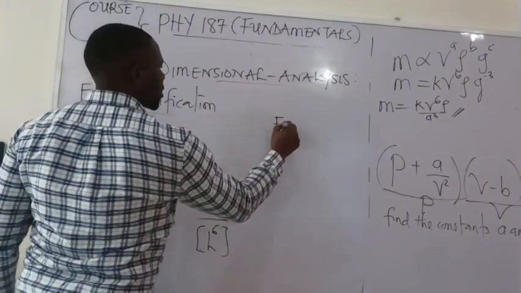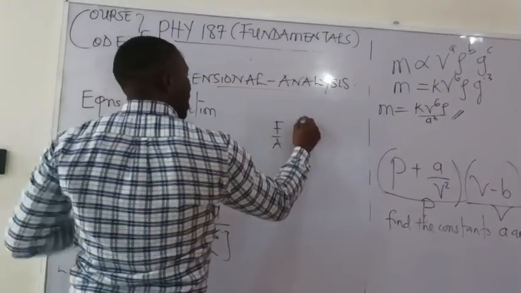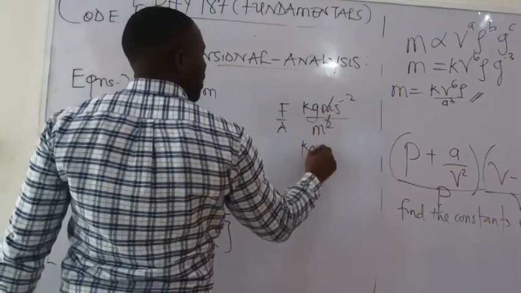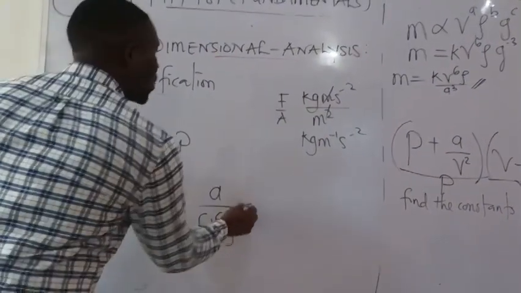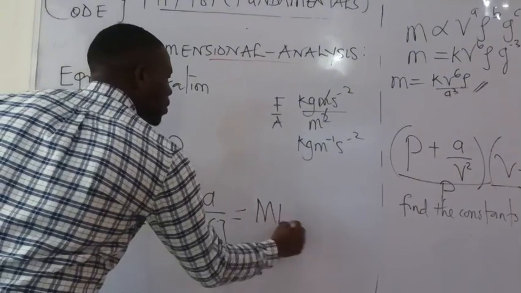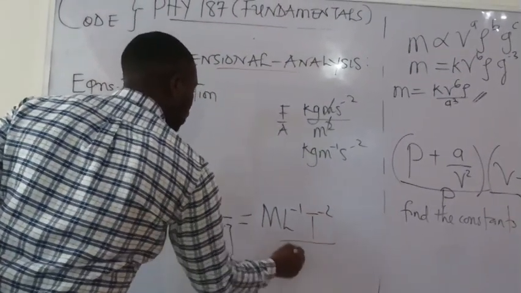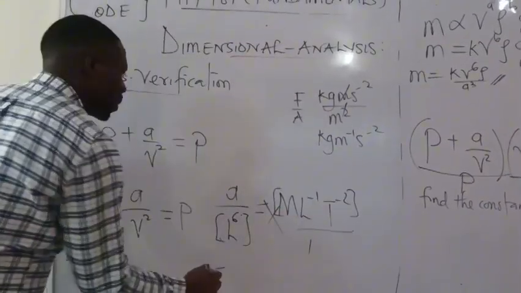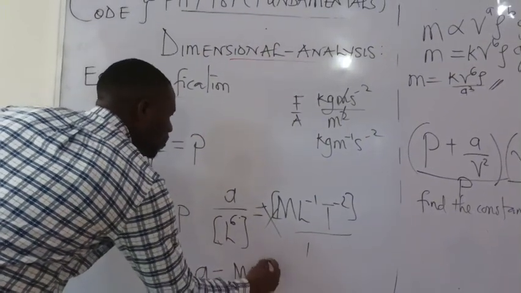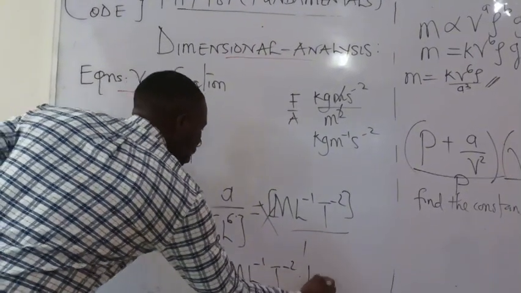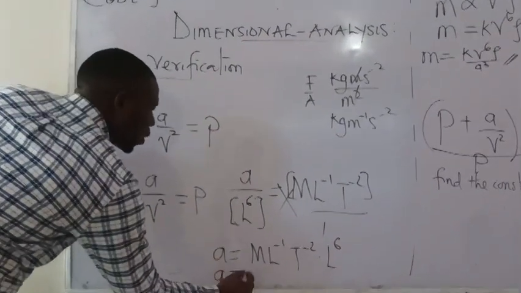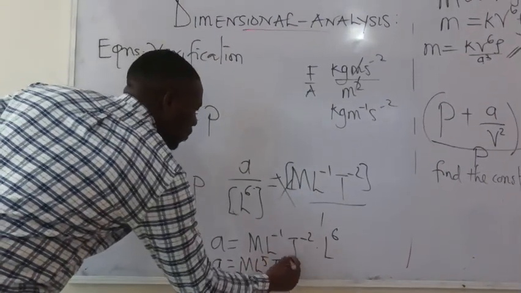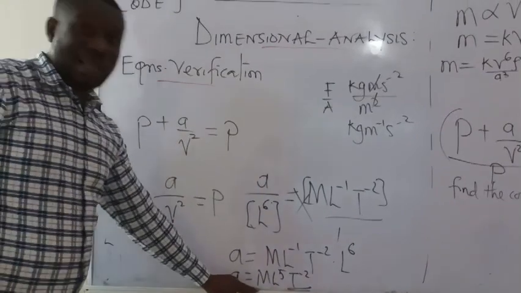Then pressure is force per unit area. Force is in Newton, which is kilogram meter per second squared, and area is square meter. So I lose this, and I have kilogram per meter per second squared. So pressure will have the dimension of M L raised to power minus 1 T raised to power minus 2, over 1. And of course I'm looking for a, so if I cross multiply, a would become M L raised to power minus 1 T raised to power minus 2 times L raised to power 6. And by the law of indices, a becomes M, minus 1 plus 6 gives us a 5, L raised to power 5, and of course I'm left with T raised to power minus 2.